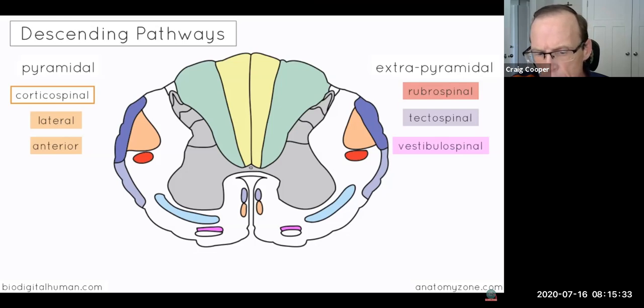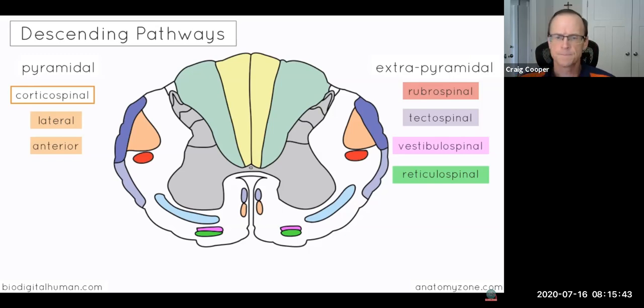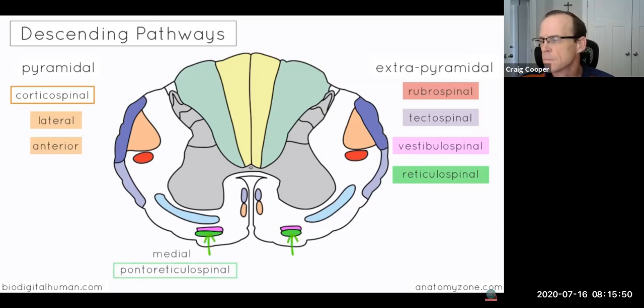And then lastly we've got the reticulospinal tract, which arises, as the name suggests, from the reticular formation of both the pons and the medulla. So you've got a medial or pontine reticulospinal tract, which is the one highlighted here in green. And then you also have the medullary reticulospinal tract, which isn't shown here, but I'll just draw in the rough location of these fibres.